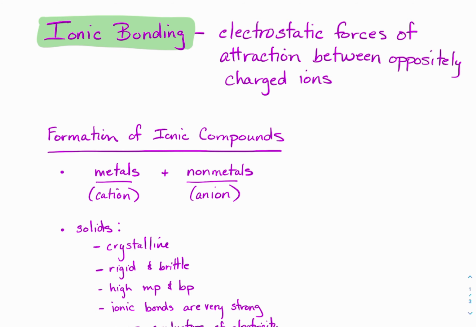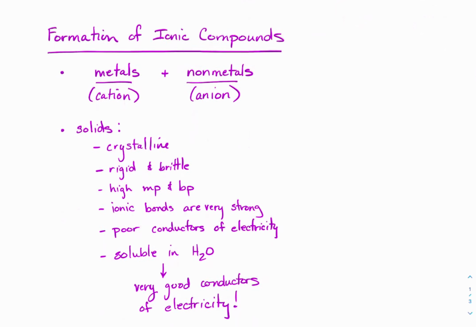in that compound. Some information about ionic compounds: they typically tend to be solid at room temperature, and in their solid state they're crystalline, rigid and brittle. They tend to have fairly high melting points and boiling points, and because of these particular aspects we consider ionic bonds to be very strong.